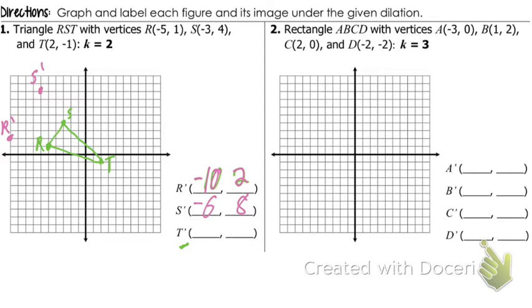Now for T prime, can somebody tell me what T prime would be? 4, negative 2. Very good. We multiply each of them by 2. So we're going to go 4 to the right, 2 down. Is that twice as far to the right and twice as far down as T is from the origin? Yeah. So now we connect these points to make this triangle. And it straight up consumes the other one because it's bigger than the other one.